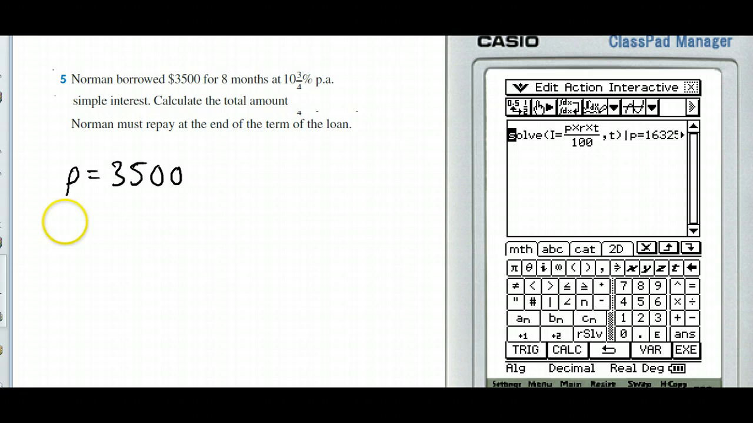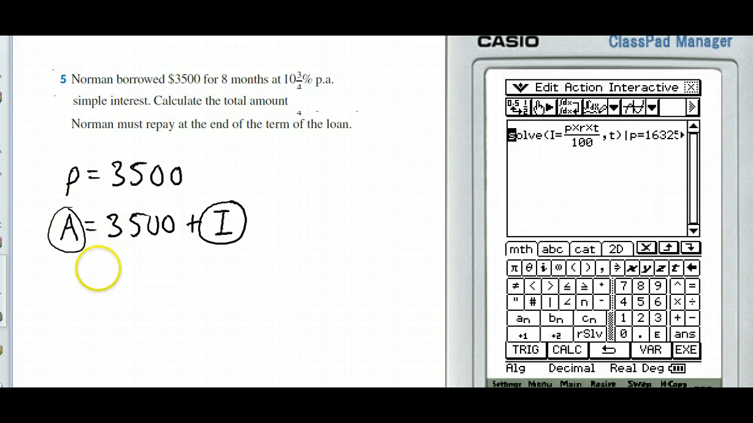Okay, by the end of the term, he's going to have to pay back an amount A, which will be $3,500 plus some amount of interest. So we're going to have to work out what is that amount of interest that he had to pay back in addition to his $3,500, and then we can work out what A is. Okay, so of course R is 10.75%, and the time is 8 months, which we need to convert into an amount of years.